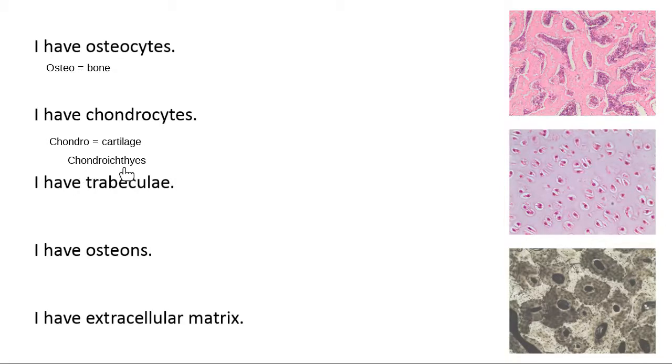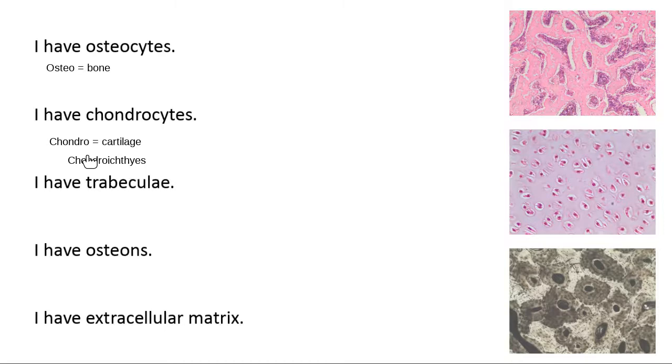Chondroichthyes. What would the skeleton of these fish be made out of? Not a trick question, I promise. Yeah, so chondroichthyes is actually the classification we use for sharks. They have a cartilage skeleton, chondroichthyes.